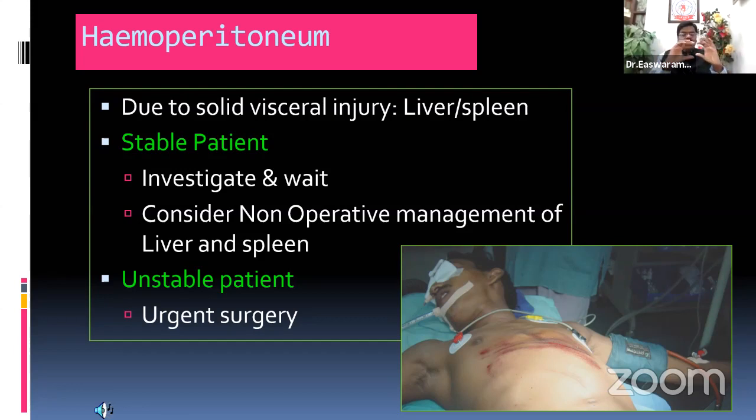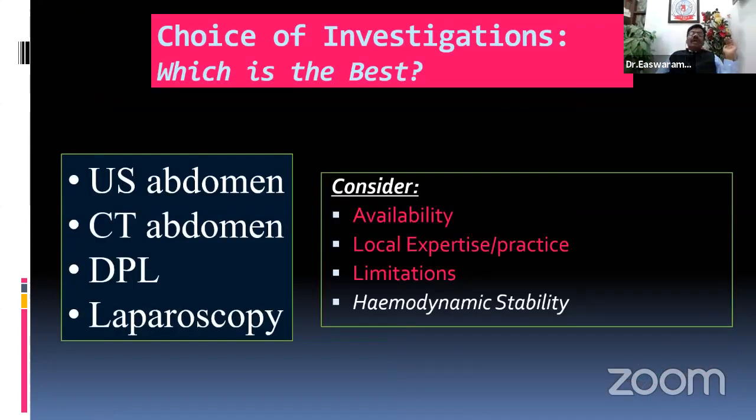But as I said, the current concept in 2020 is essentially non-operative management of liver and spleen. But if the patient is hypotensive and continues to bleed, then you have to do a laparotomy. Spleen, you remove. Liver, you suture. Very simple. Okay. What investigations can we do while we are thinking about whether to operate or not?